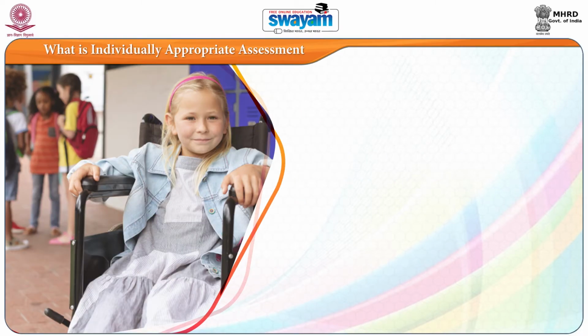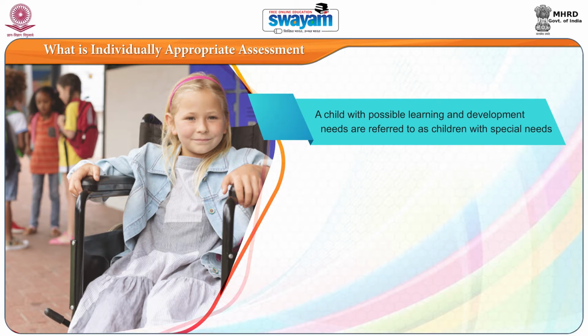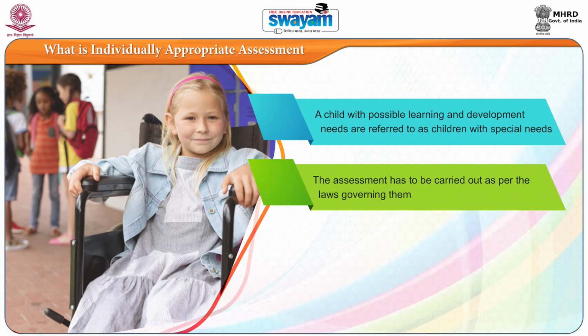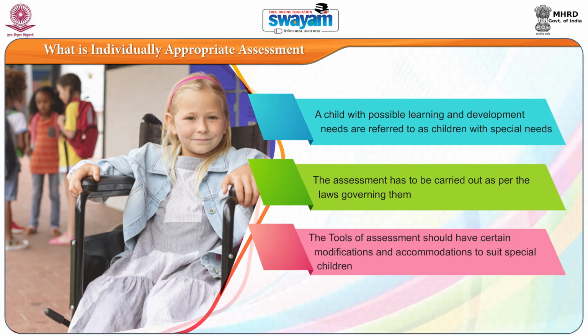Now, what is individually appropriate assessment? A child with possible learning and developmental needs is referred to as a child with special needs. For such children, the assessment has to be carried out as per the laws governing them. The tools of assessment should have certain modifications and accommodations to suit the special child. For example, a child with a physical disability should be allowed to answer questions verbally rather than writing, or a child with a short attention span can be given extra time to finish the assessment.